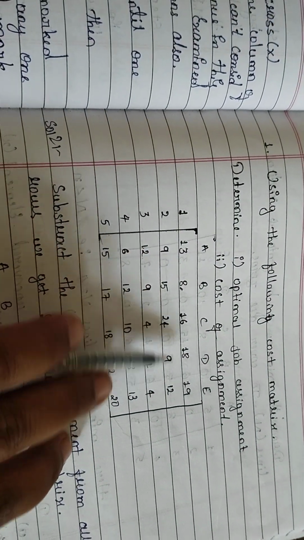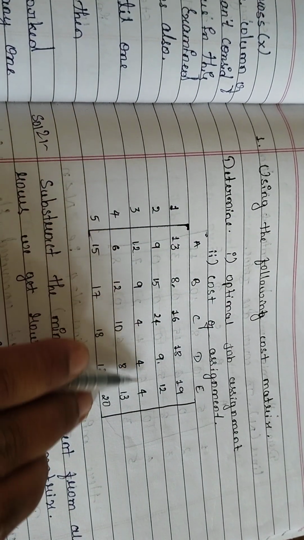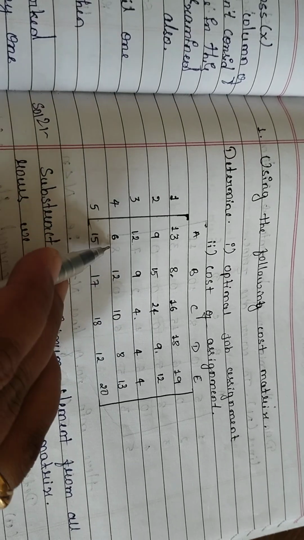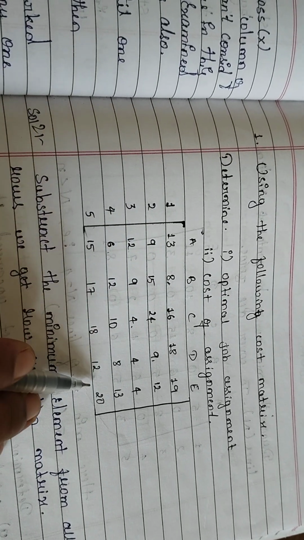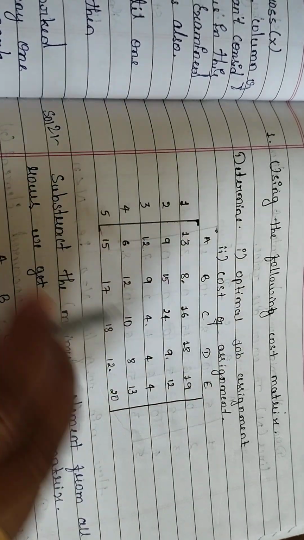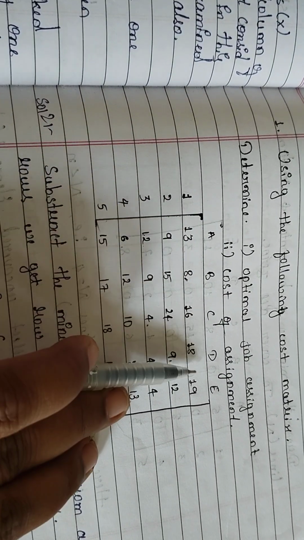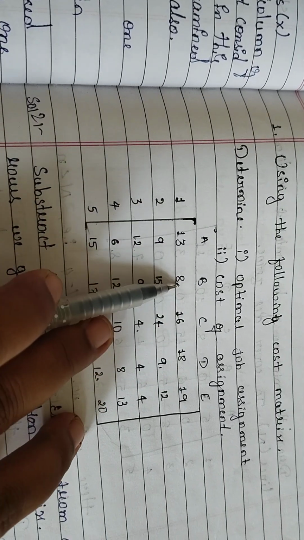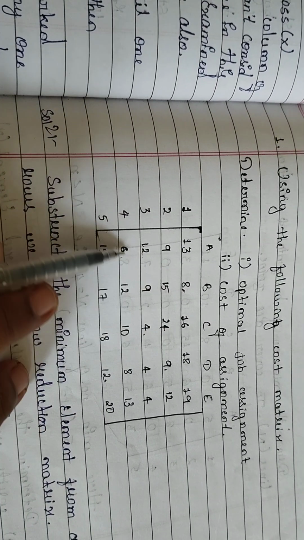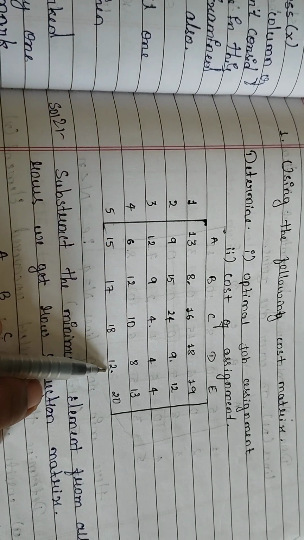In the second row the least value is 9. Mark it. In the third row the least value is 4. Next one the least value is 6. The last one the least value is 12. Now what you have to do is that the corresponding row is subtracted by that least value. The first row is subtracted by 8, second row by 9, third row by 4, fourth row by 6 and fifth row by 12.